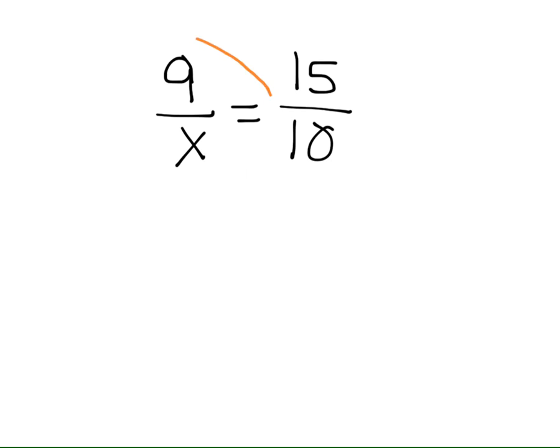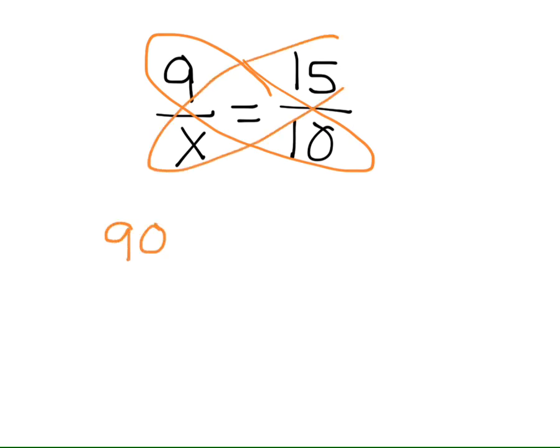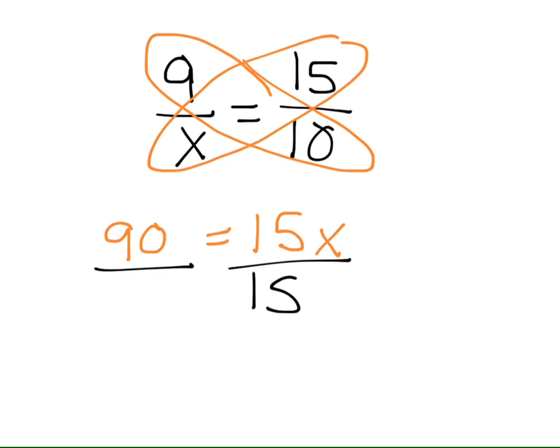But that's the same thing as if we just cross-multiplied it. It doesn't matter which one you do first. If you did 15 times x first, that's fine. 9 times 10 is 90. And 15 times x is 15x. So then we would just divide both sides by 15 there. And I would get x equals 4.